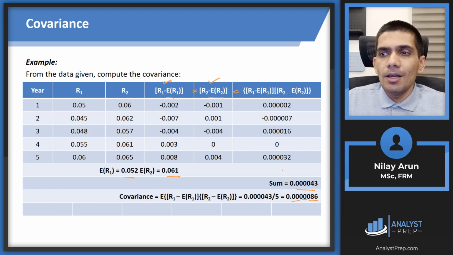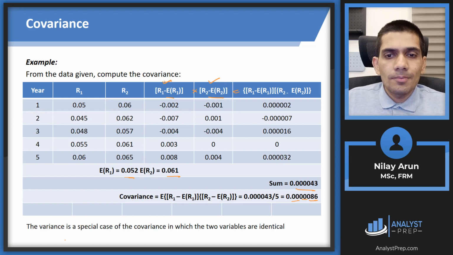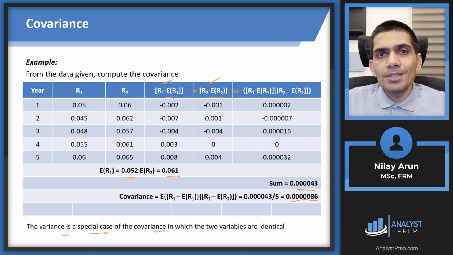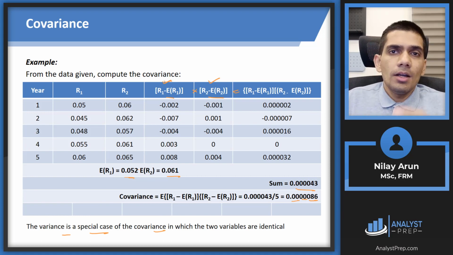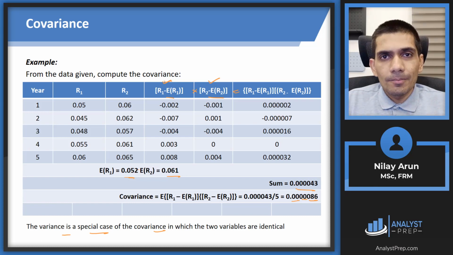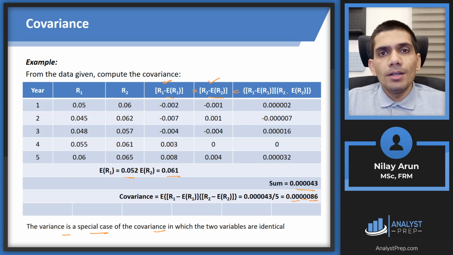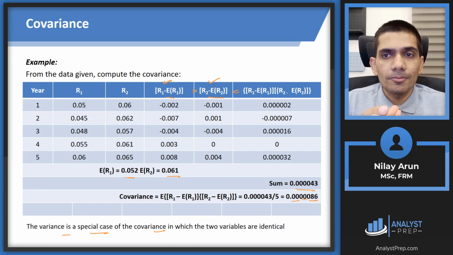Once we add them up and divide by the number of observations, the covariance and the variance are obviously going to be the same. So we can essentially say that variance is just a special case of the covariance. It's not a completely different measure. Variance is just a special case of the covariance where the two variables are identical. In this case, both assets are identical because they give identical returns. So that's how both of them are related. That was the second measure, which is covariance.